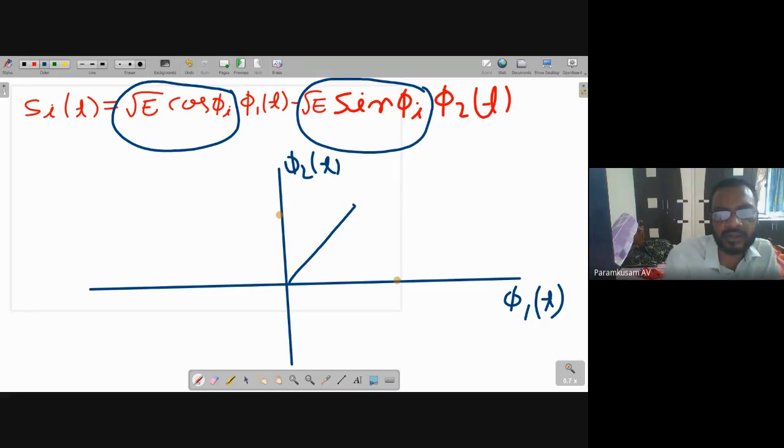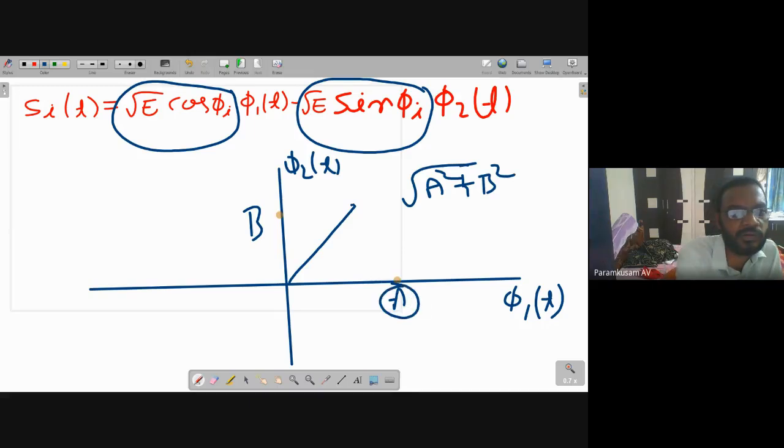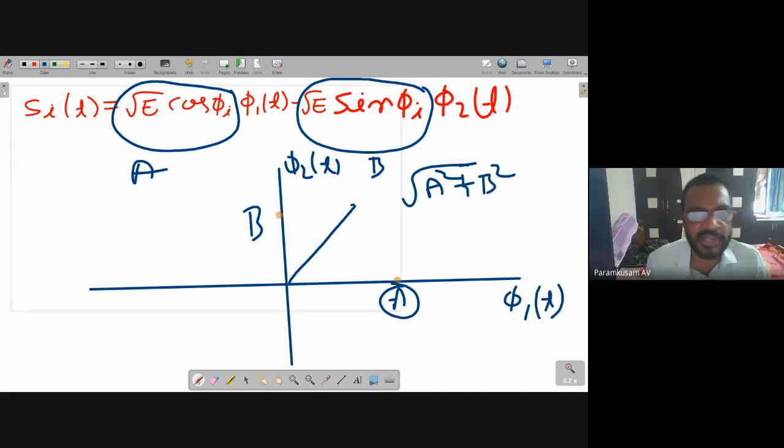ఇది a అనుకోండి, ఇది b అనుకోండి, దీని రేడియస్ ఎంత అవుతుంది? √(a² + b²) కదా. ఇక్కడ a వాల్యూ ఎంత అనుకుంటున్నారు? √E cos(πi). ఇది a అనుకోండి, ఇది b అనుకోండి. √(a² + b²) ఎంత అవుతుంది? (√E cos πi)² + (√E sin πi)² ఎంత వస్తుంది?